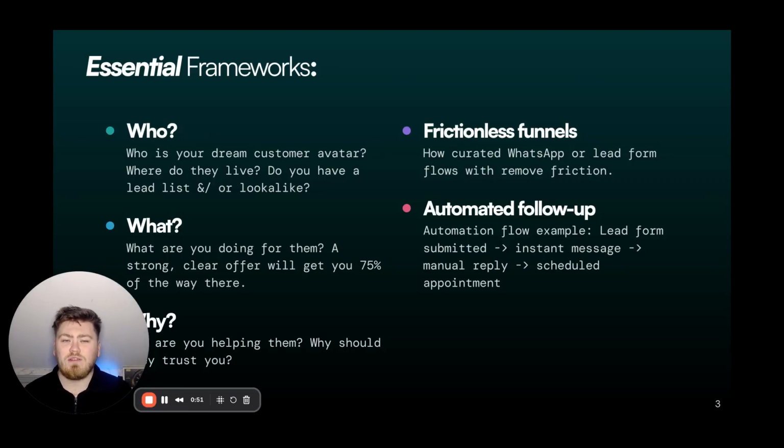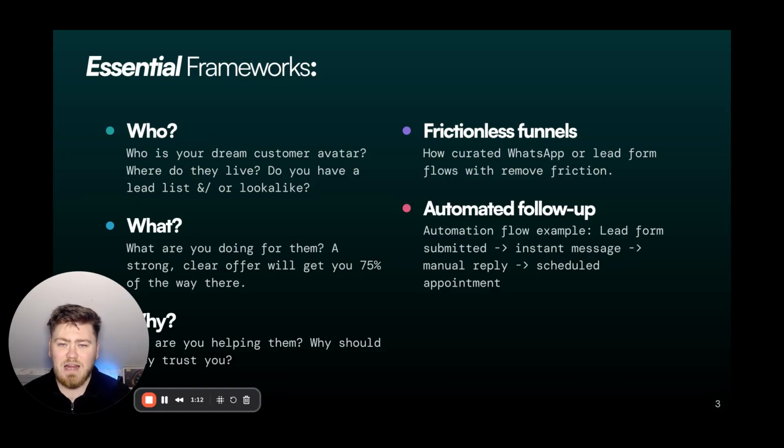Now, what are you doing for them? It's always about what's in it for them and what you are going to help them with. What have you got for them? A clear, strong offer will get you 75% of the way there. And then why? Why are you helping them? Why should they reach out to you? What are they going to gain from it? They're the three essential frameworks I'd put down.